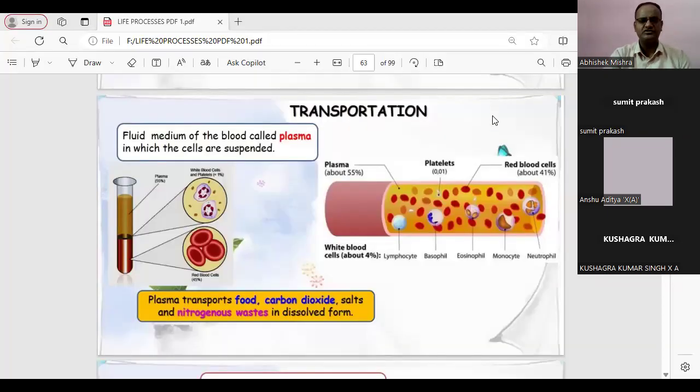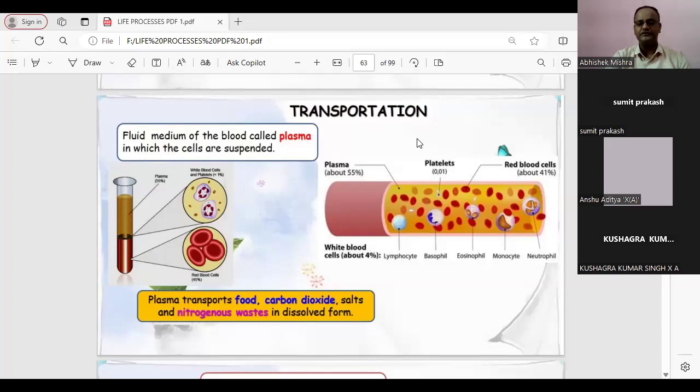Good afternoon, students. Today we will discuss the topic of transportation. Though we have done this topic, once again I am brushing it up so that whatever doubts or queries you have, you can get them cleared.